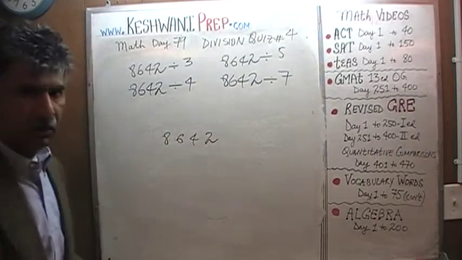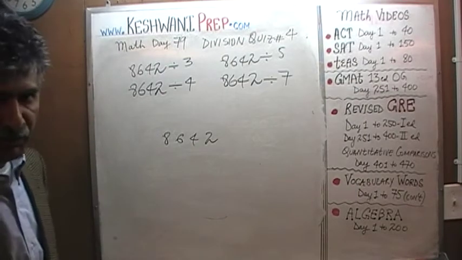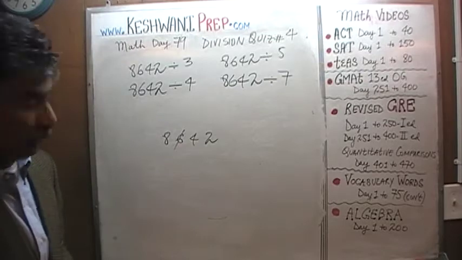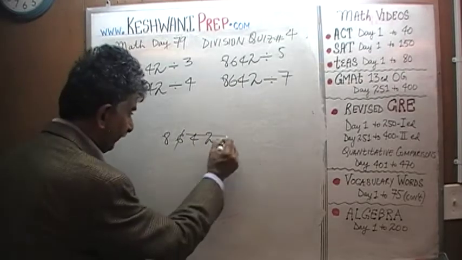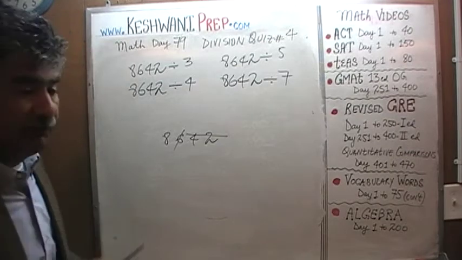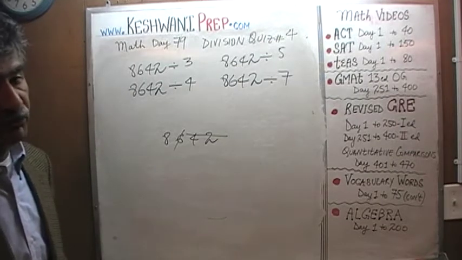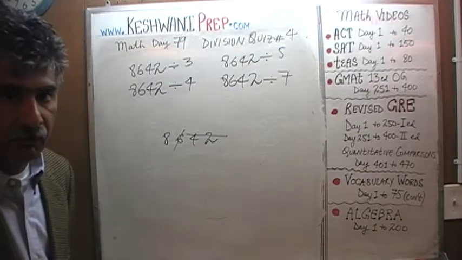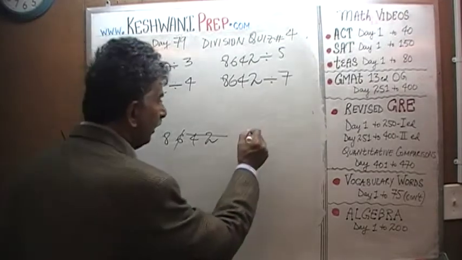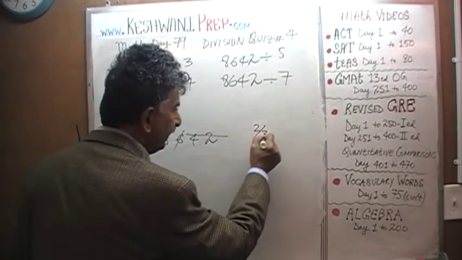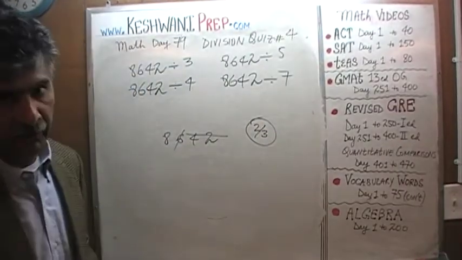8,642. Before we do any work, let's ask ourselves, is this number divisible by 3? Well, 6 is divisible by 3. That plays no role. 4 plus 2 is 6, and that's going to be divisible by 3. We're left with only 8, and 8, of course, is not divisible by 3. If we were to divide 8 by 3, we'll have a remainder of 2. So even before we do any work, we already know that we're going to have a remainder of 2, and that 2 is being divided by 3. We're going to have 2/3 in our answer.